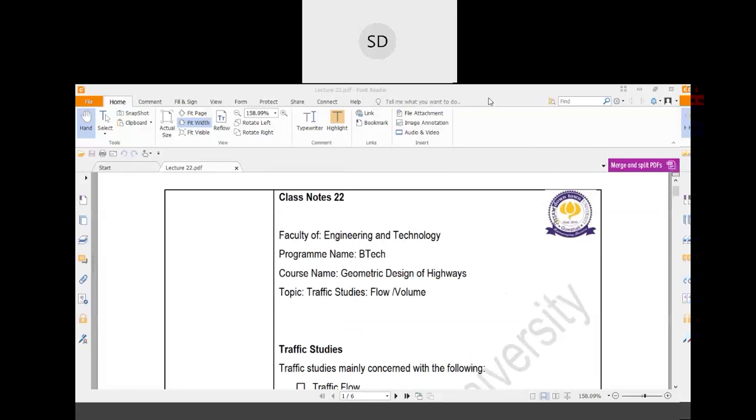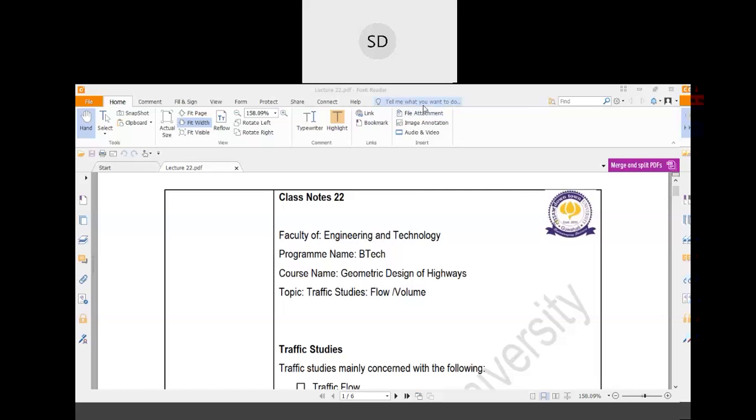So in our previous unit, we discussed different sight distance characteristics and different geometric features. Now, in this unit, we will discuss the design of the intersection. Okay, design of the intersection. Before starting the design of the intersection, we need to know some of the parameters which are very important for the intersection design.